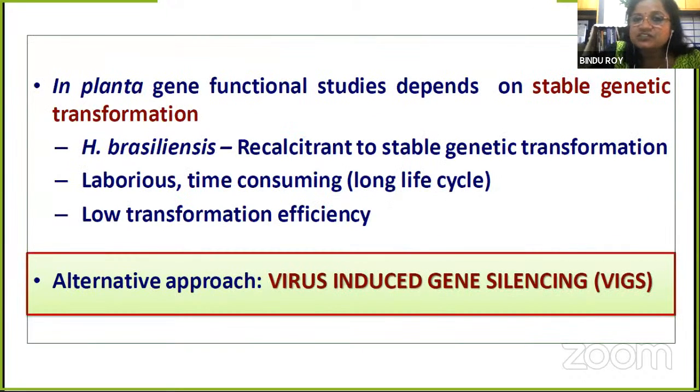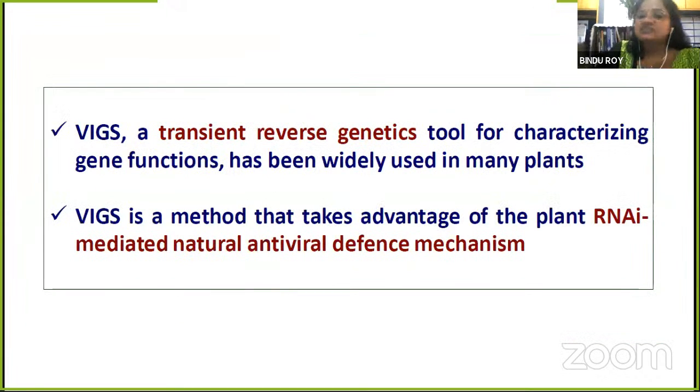In planta gene functional studies depend on stable genetic transformation, and as far as the Hevea brasiliensis tree is concerned, it is recalcitrant to stable genetic transformation. It is very laborious and time consuming because it has a long life cycle and low transformation efficiency. So what is the alternative approach? An alternative approach is virus-induced gene silencing, or VIGS technology, which is a transient reverse genetics tool for characterizing gene functions, and it has been widely used in many plant species.